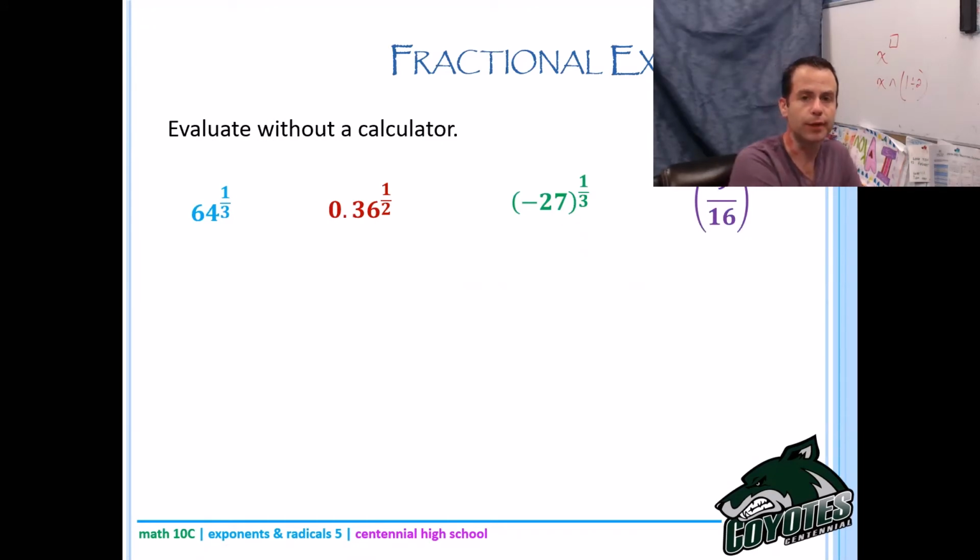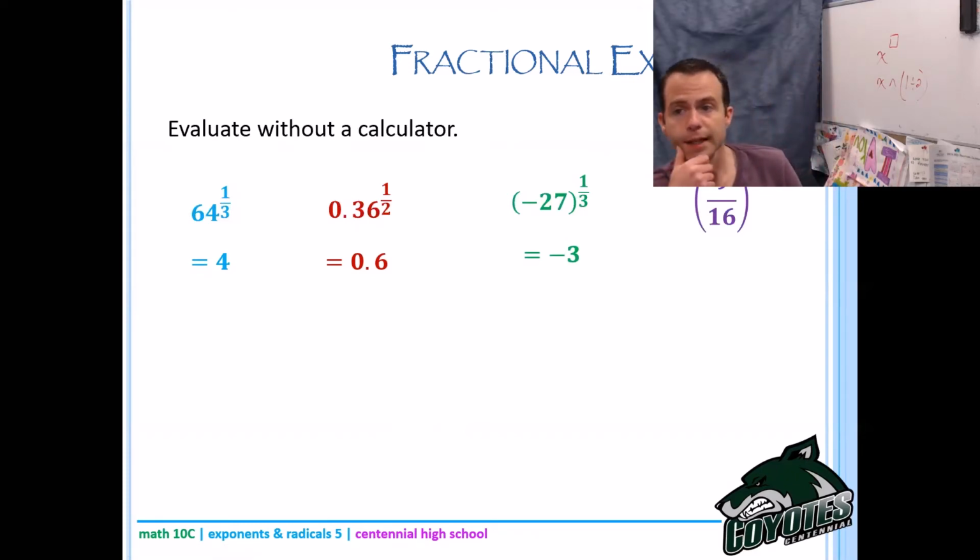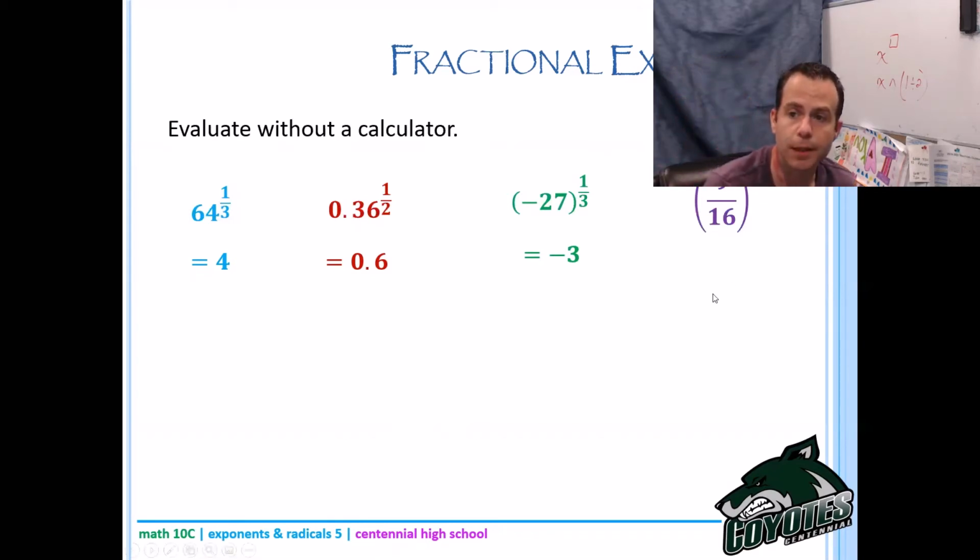So evaluate without a calculator. 64 to the 1/3, that would be considered the cube root of 64, which would be 4. 0.36 to the 1/2, that would be the square root of 0.36, that would be 0.6. Negative 27 to the 1 over 3, that would be the cube root of negative 27, which would be negative 3. And then 9 over 16 to the 1/2, that would be the square root of 9 over 16, which would be the same as the root of 9 over the root of 16. Okay, so that would be 3 over 4.